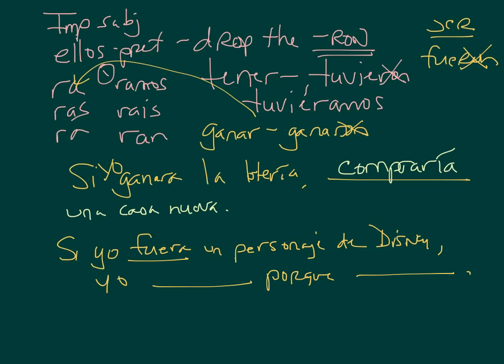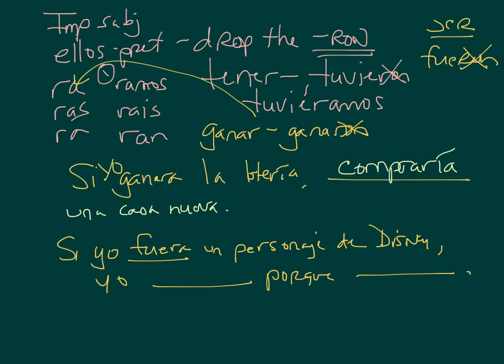So if I were a Disney character, I would be whoever, because if this were me, for instance, I would say, si yo fuera un personaje de Disney, yo sería Rafiki, porque me gustó mucho cuando él rompió el coco. So if I were a Disney character, I would be Rafiki because I really like it when he breaks the coconut, when he broke the coconut.